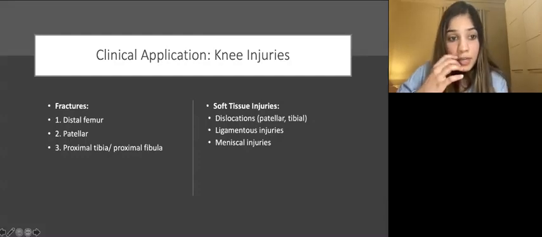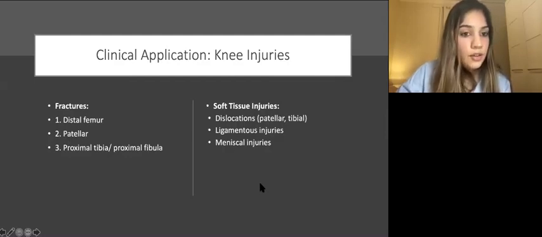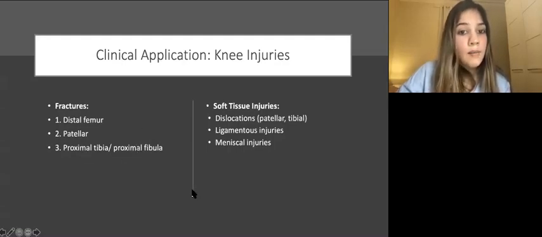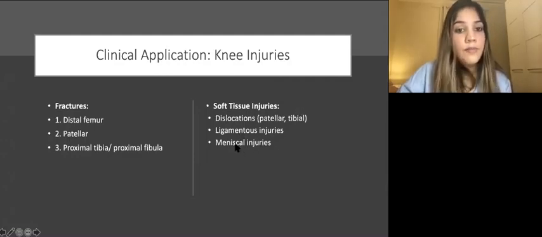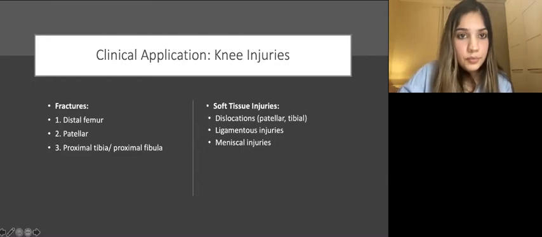So just clinical application with knee injuries, you can get fractures at the distal femur, the patella, the proximal tibia, at the fibula, basically all the bones that contribute to the knee. You can also get injuries at the soft tissues. You can get dislocations at the patella, at the tibia, and you can also have injuries to the meniscus, as we've just seen, and to the ligaments. And as we went through, the anterior cruciate ligament presents with a pop on the field.